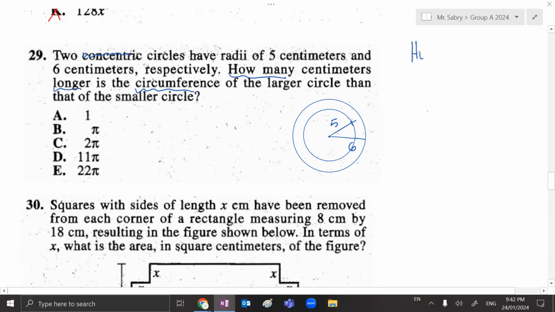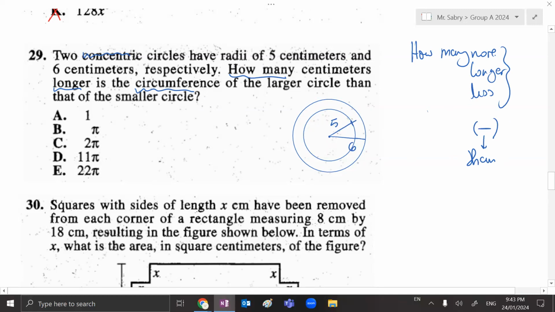So all those kinds of questions where I'm asking how many more, how many longer, how many shorter, how many less, or how much more, all of those mean minus. There are two things that I'm going to subtract from each other. What do I subtract from each other? Wherever the word "than" exists, we put the subtraction sign. Whatever is before the "than" minus whatever is after the "than".